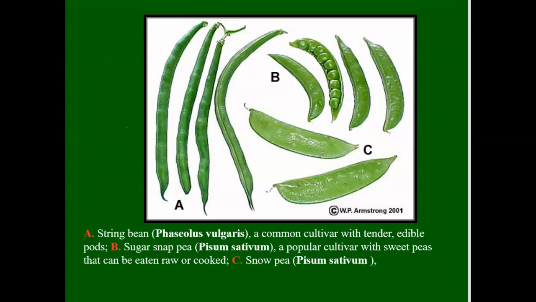Over on the right is a string bean, and that's just a commonly eaten thing that lots of people like, green beans. B is actually a sugar snap pea, and C is a snow pea. And so just to give you an idea about the different kinds of pods and the sizes of the pods, right? They're again all members of the legume group.